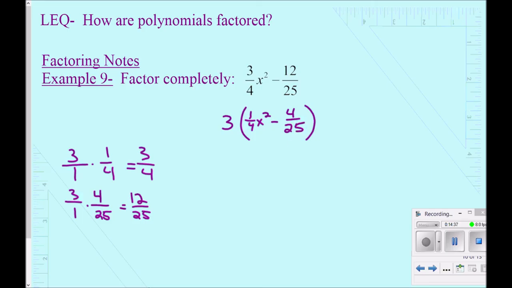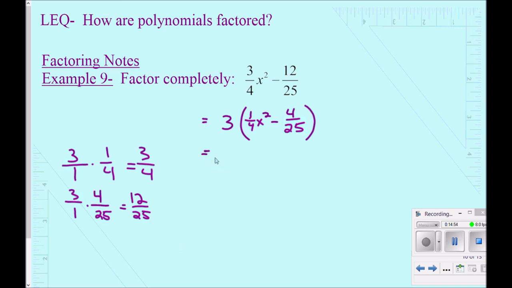So now I'm checking to see if that factors further. Well, I see two terms. I see a minus sign, and I see 1/4. 1 and 4 are both perfect squares. X squared is a perfect square. 4 and 25 are both perfect squares. So this does factor further using difference of squares.